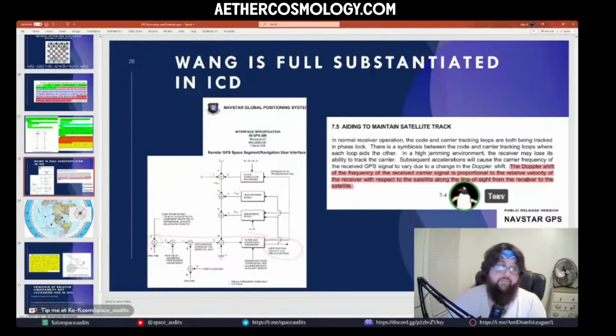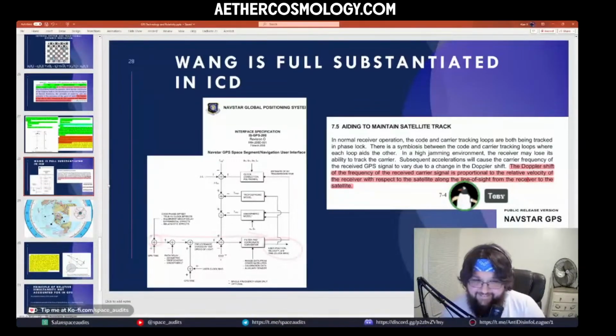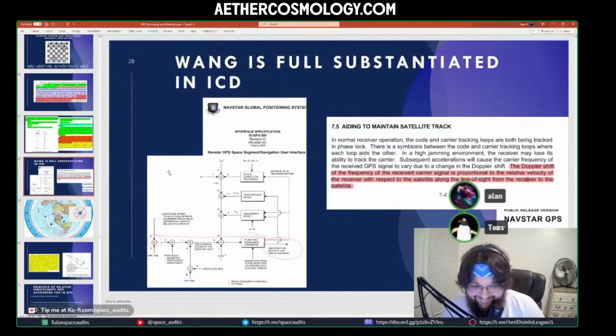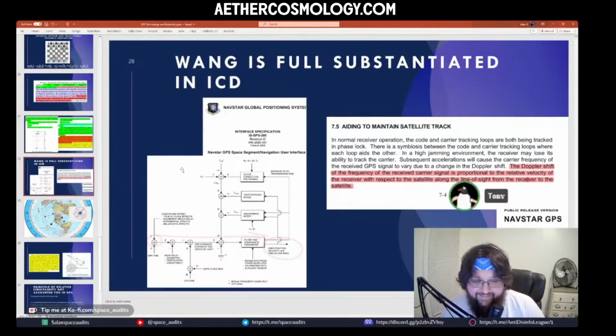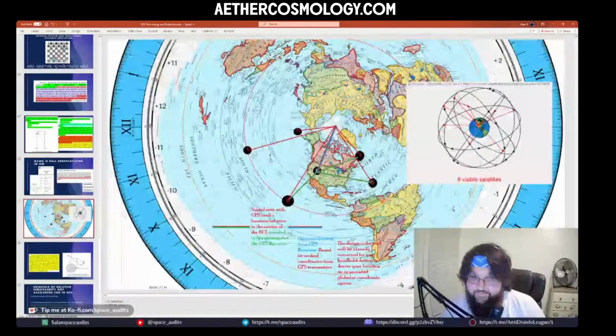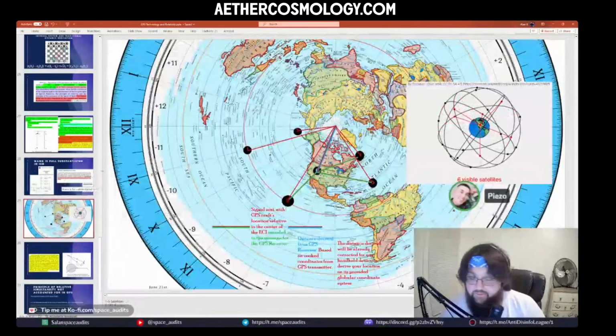Dude, I think the Navstar document just doesn't get it. They just don't get relativity, and they don't get how the satellites work. They don't get it.